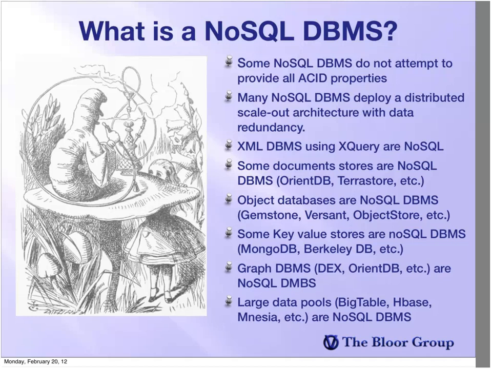So XML DBMS using XQuery, that's a NoSQL database. Some document stores are NoSQL databases. Some object databases are NoSQL databases in that I think most of them actually provide a SQL interface, but they also provide an object interface. Some key value stores are NoSQL databases. The graph databases that Jonathan mentioned, yeah, they're NoSQL databases. And then there's the large data pools. Bigtable, which was Google's original idea, that's been copied in various ways. Yeah, those are NoSQL databases.